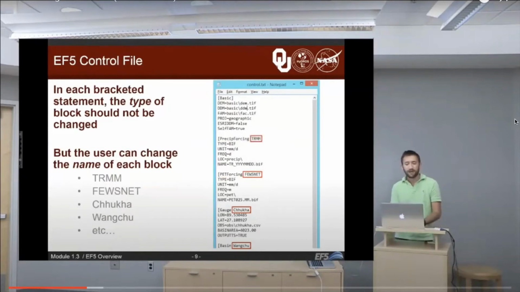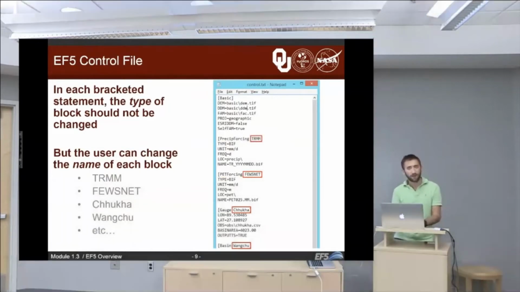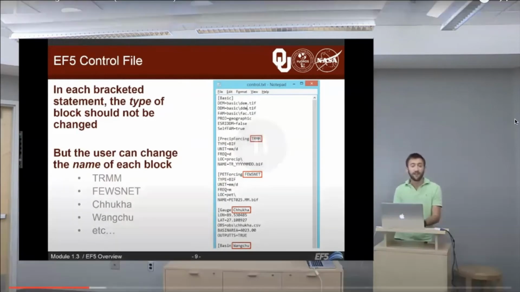So in each bracketed statement, you never change the type of block. In other words, precip forcing is always precip forcing. Gauge is always gauge. But if there's a second word to that block, that's the name of the block, and you can change it.